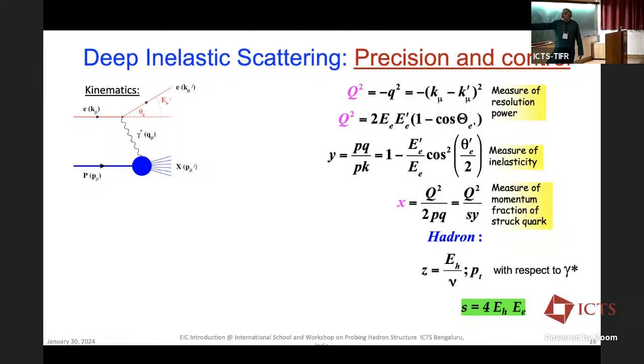In the fixed target experiment, the hadron energy is fixed, it's sitting there. In the collider, it has some energy. Electron beam has energy. So that is also known very precisely. But what I want you to understand and keep in mind is that by just measuring the incoming electron's energy, and the outgoing electron's energy and angle, I have told you everything that happens in deep inelastic scattering. I know exactly how much energy was taken by the quark. Yes? Precision and control come out because we know the incoming electron's beam energy and angle very well.